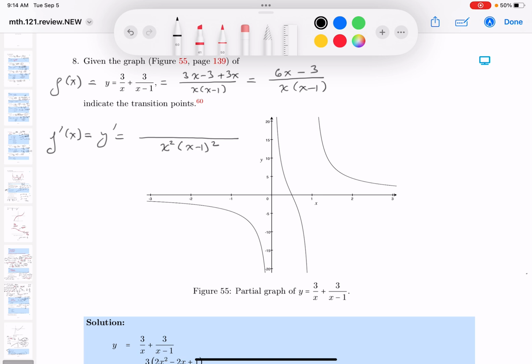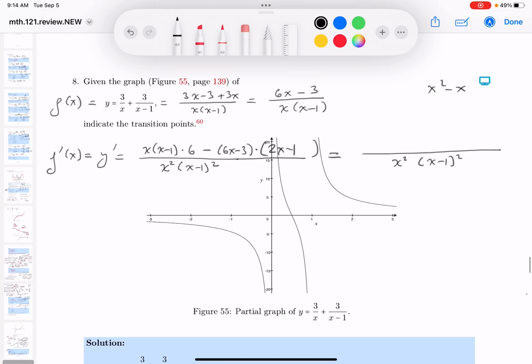And then what I'm going to do is bring the bottom to the top, times the derivative of the top, which is 6, minus the top, times the derivative of the bottom. And I want to point out the bottom is really just x squared minus x. So you can get 2x minus 1. All right, I'm going to keep working on it. I want to massage it, make it nice and neat.